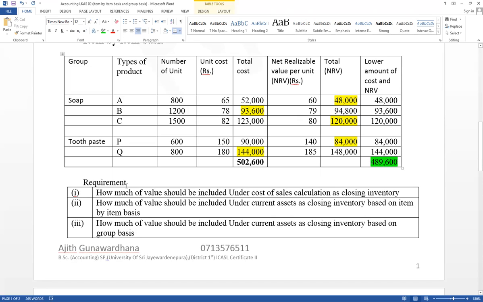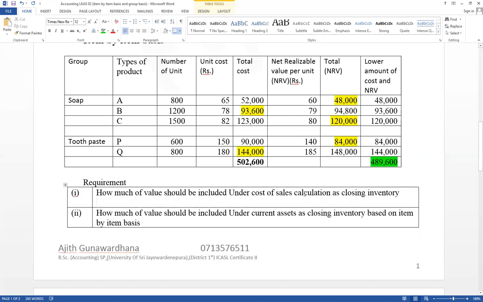Therefore, they ask the common question: how much value should be included? How much value should be included under cost of sales calculation? Under cost of sales calculation, based on the matching concept, the cost value of inventory equals 502,600. This is the value. 502,600 should be included under cost of sales calculation based on the matching concept.